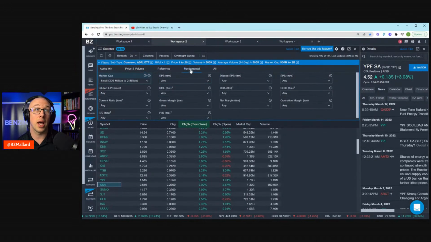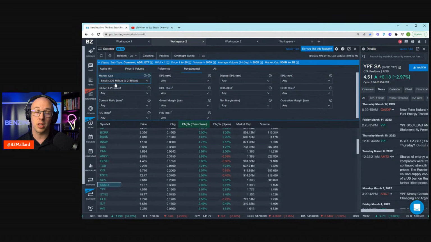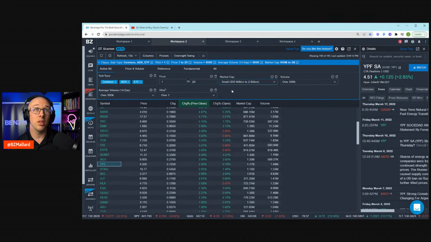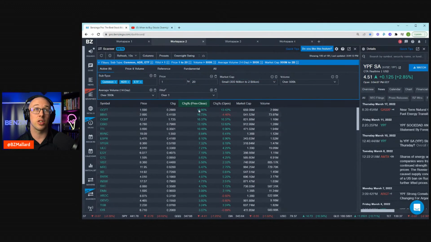Then I also added a market cap filter. So we're looking at small market cap stocks, but not micro cap. It's above 300 million and beneath 2 billion. And then you can see on the results here at the bottom that I'm sorting by the largest percent change since the previous close.